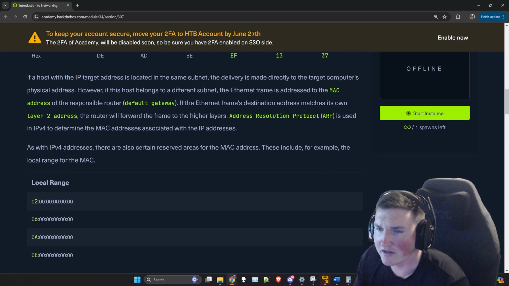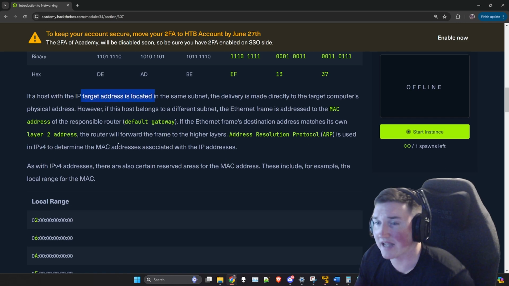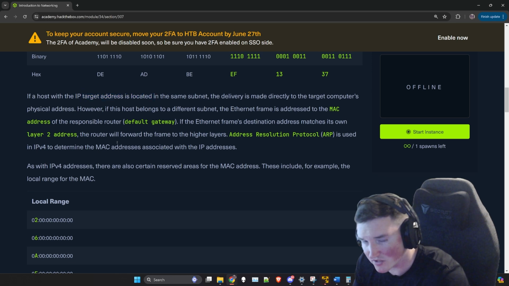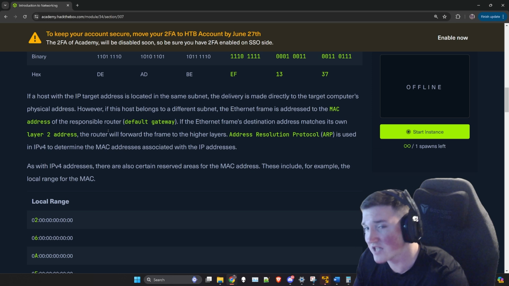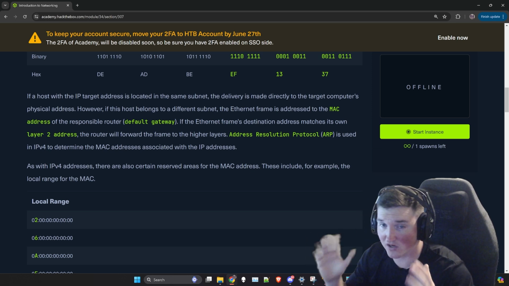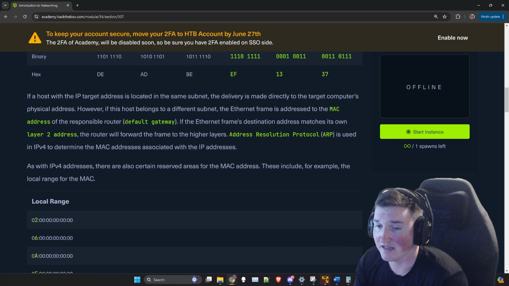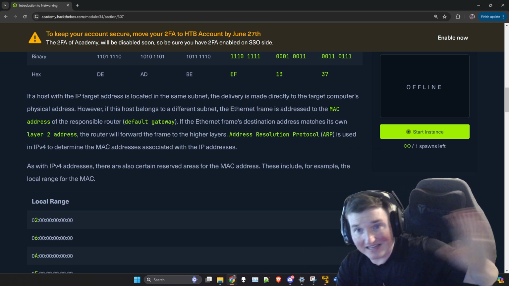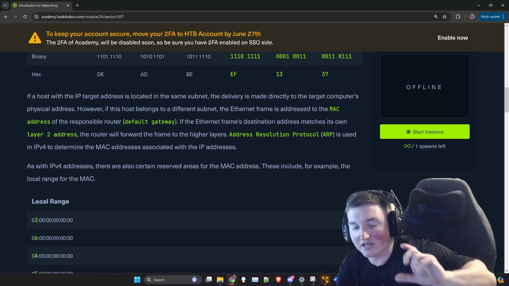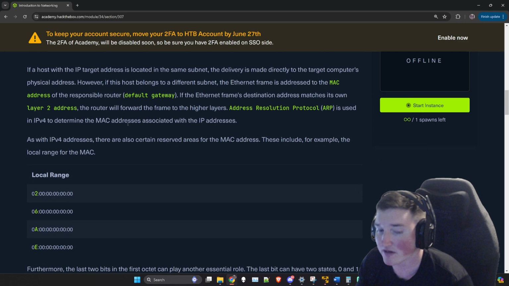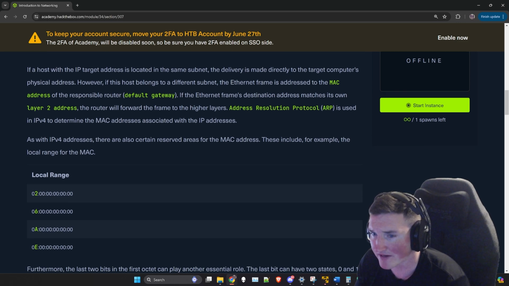Now, the reason this is important is if a host with the target IP is located in the same subnet, delivery is made directly to the target's physical address, the MAC address. So if you don't know, a lot of switches actually do MAC address resolution. They don't do IPs, meaning they're not going to take the destination and the source and send it. They're going to get the destination, look at what MAC address is assigned to that port, and send it off that way. So that's where ARP comes in. If you guys have not heard of ARP, we're going to talk about it here in a second.